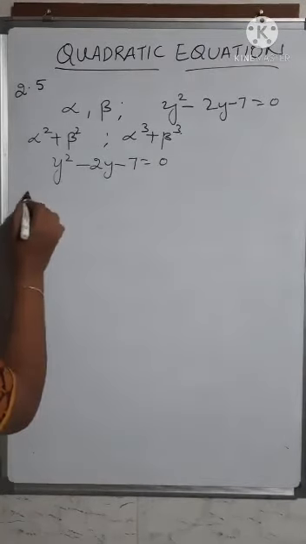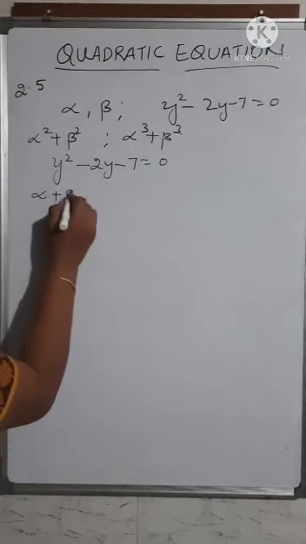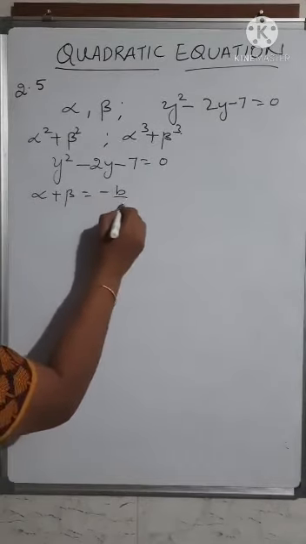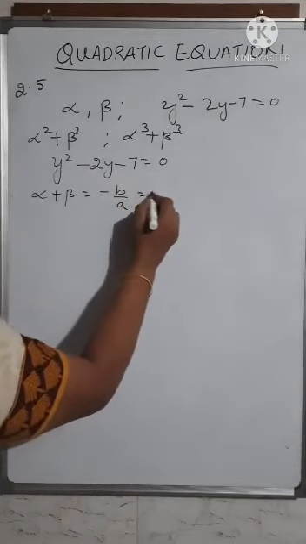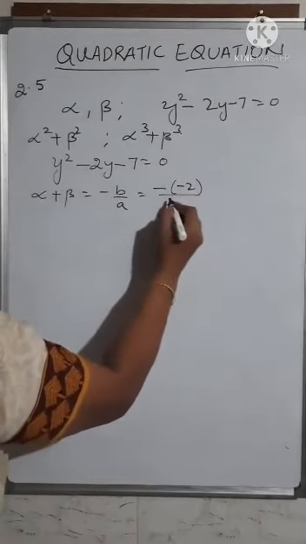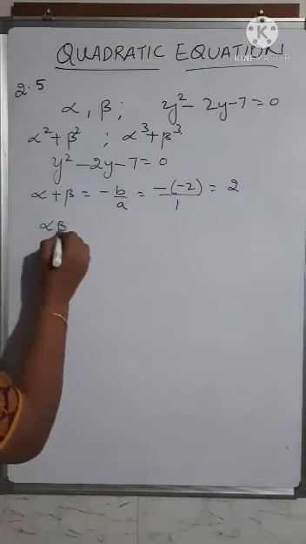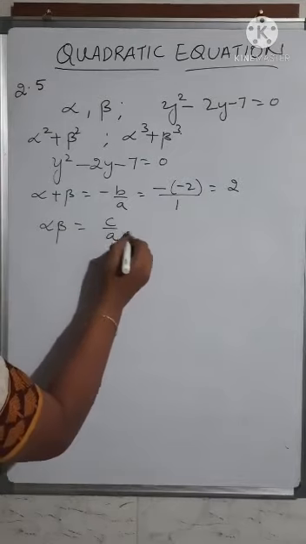So first what you have to do is, from this given equation, y square minus 2y minus 7 equal to 0, from this one you know that alpha plus beta is equal to minus b upon a, the relation formula. So minus b value is minus 2 upon 1, which is equal to 2. And alpha into beta is equal to c upon a.